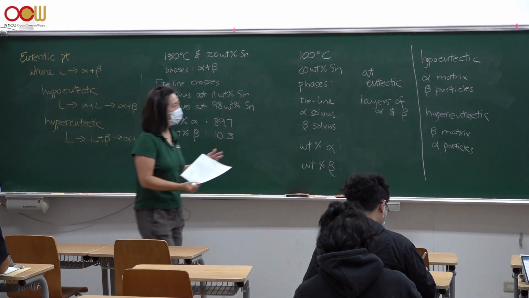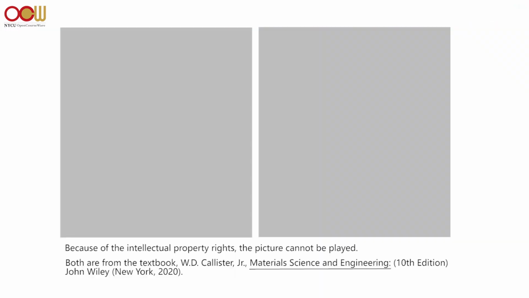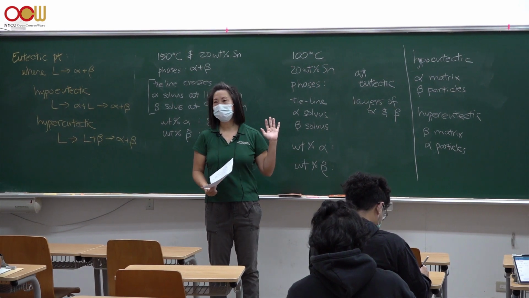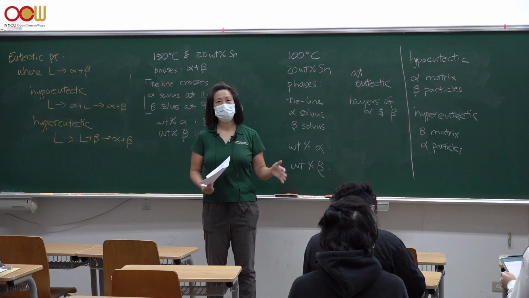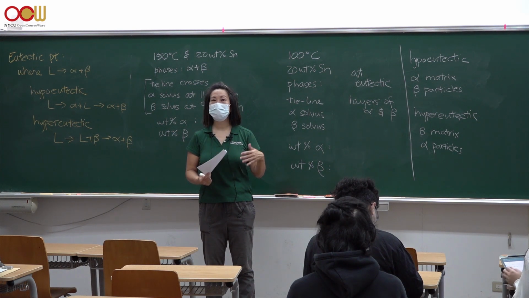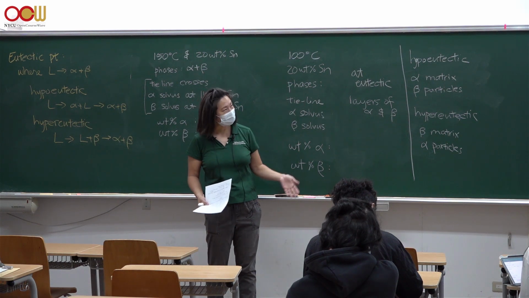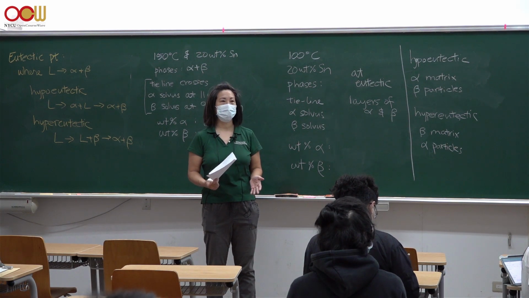In this case, the eutectic concentration is 61.9 weight percent tin. So if you have a material that's less than 61.9 weight percent tin, you're going to get one kind of microstructure. And if you have a material that's more than 61.9 weight percent tin, you get a different microstructure. And then if you have something exactly at 61.9, then you get a third kind of microstructure.